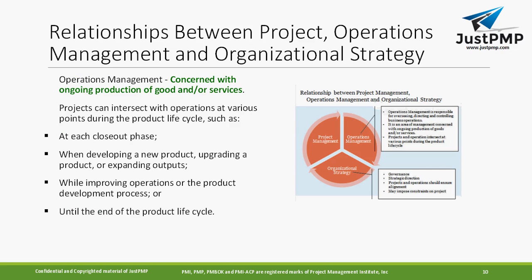The relationship between projects, operation management, and organizational strategy. Operation management is concerned with the ongoing production of goods or services. For example, a car manufacturing company. Every day they are producing cars, like the Nissan Altima. So it is ongoing production of goods or services. This is operation management.